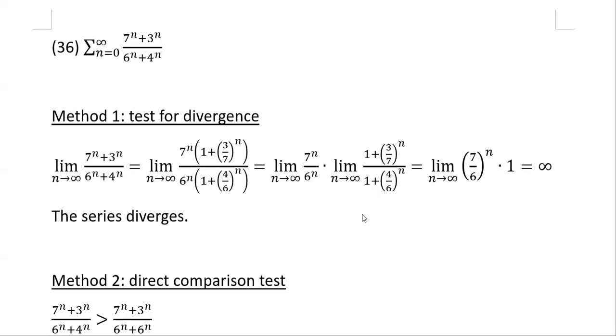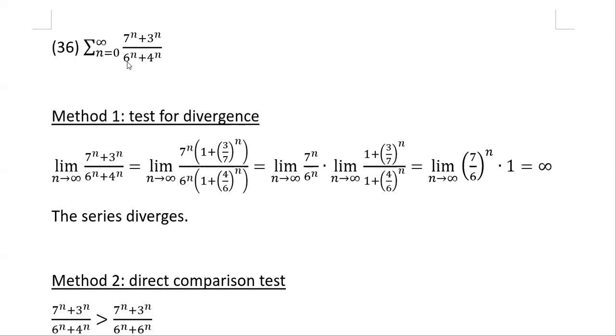36. Summation as n goes from 0 to infinity of (7 to the n plus 3 to the n) over (6 to the n plus 4 to the n). So I didn't write this portion down, but let's have some intuition. As n approaches infinity, the 7 to the n on top will dominate. 7 to the n will grow so much faster than 3 to the n ever could. So we can just consider 7 to the n.